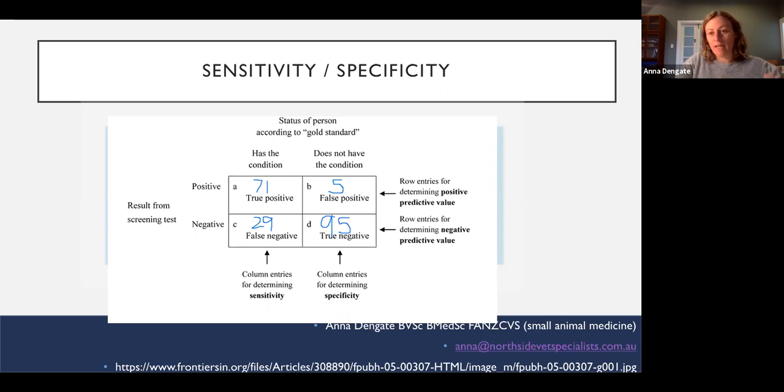So where you've got really low prevalence of disease, you want really, really sensitive and really, really specific tests, because you'll get 29 false negatives out of 100, and the chances of you actually missing a patient is quite high.